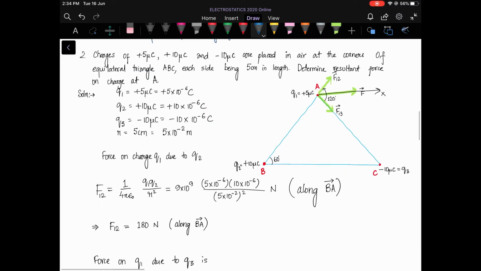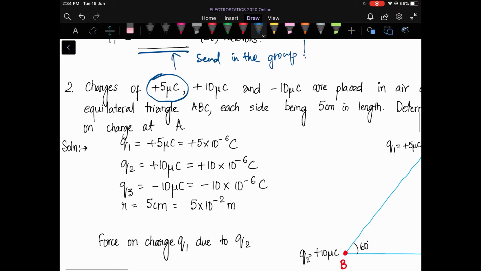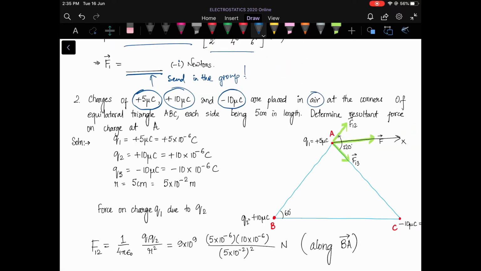In this new problem we have 3 point charges. One is plus 5 microcoulombs, the other is 10 microcoulombs, and the last one is minus 10 microcoulombs. They have mentioned the medium in which these three charges are present, and they have said that these charges are present at the corners of an equilateral triangle, and the equilateral triangle is found to have a side of 5 centimeters. The question is, we have to find the resultant force or total force acting on a charge located at point A.